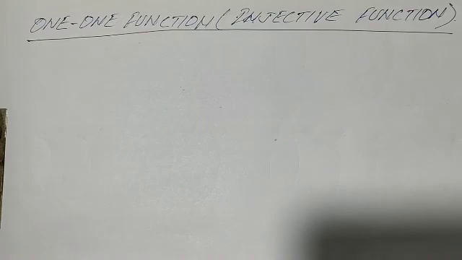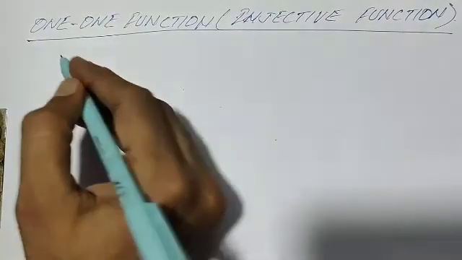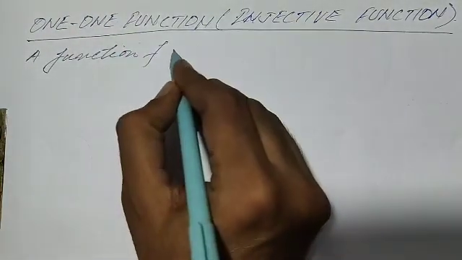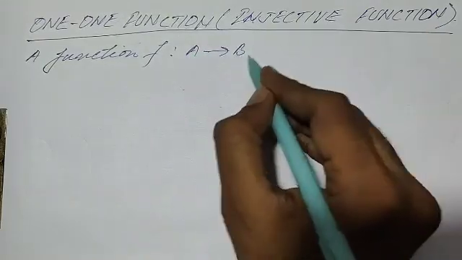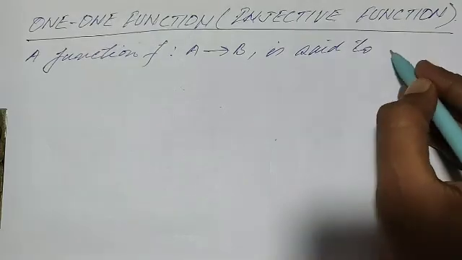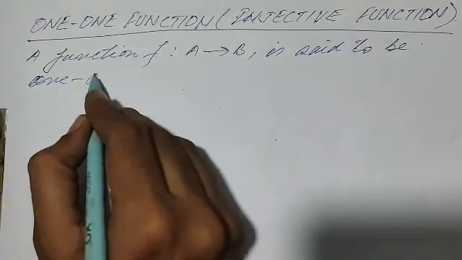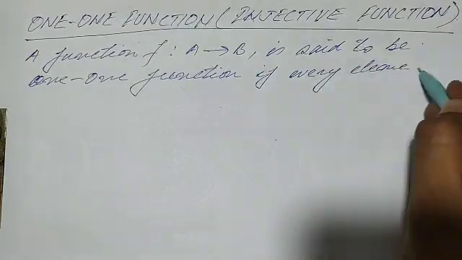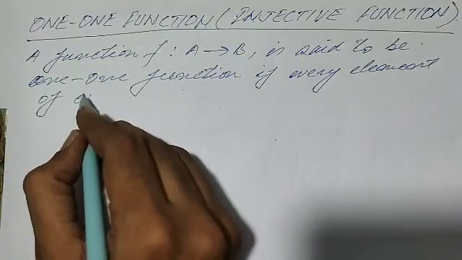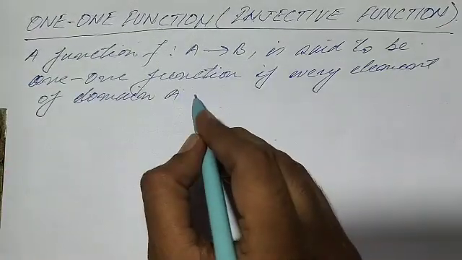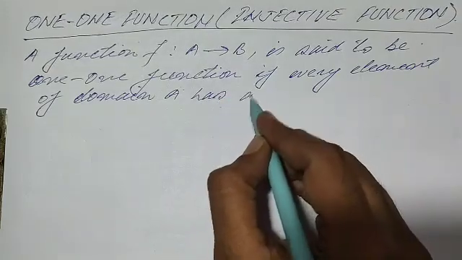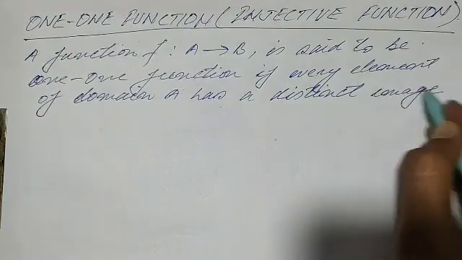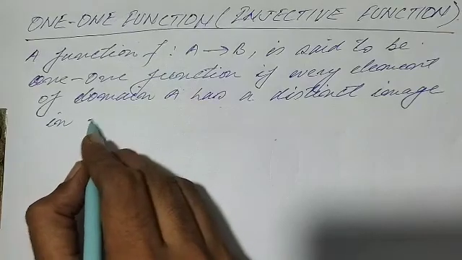Now let us talk about these four types of functions one by one in details. Let us define one-one function. A function f from A to B is said to be one-one function if every element of domain A has a distinct image in codomain B.